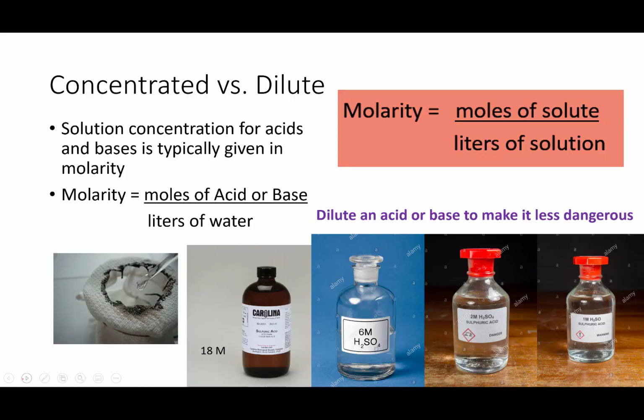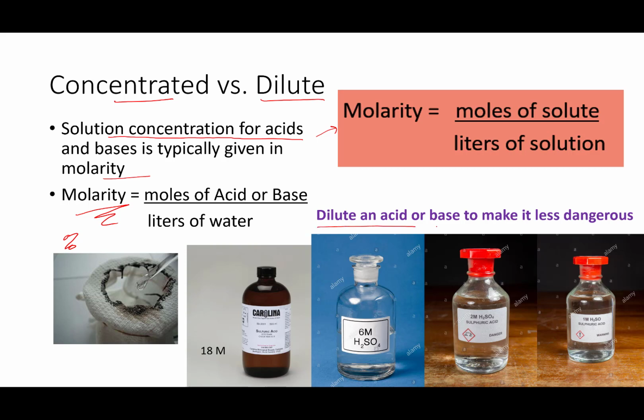Now, we've talked about strong versus weak. Let's spend a moment or two talking about concentrated versus dilute. We spent a few weeks talking about solutions, and solution concentration can be changed for acids and bases. It's typically given in molarity because chemists are the ones who care a lot about acid-base chemistry. It can also be found in percentages. You're going to see that sometimes as well. But it's moles of acid or base per liter of water, and that is the definition of molarity.